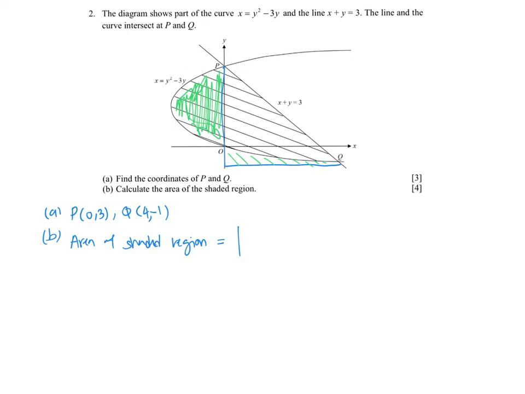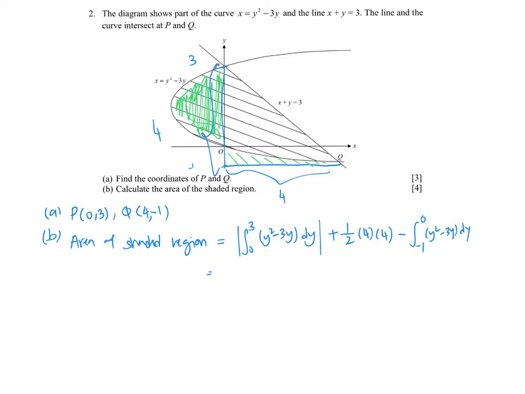Therefore, I will need to apply the modulus sign. Yeah, so this is the integral from 0 to 3 of y squared minus 3y dy, plus the area of the big triangle. Okay, this is given to be 4, and this is also 4 because the y coordinate of P is 3. Alright, the y coordinate of Q is -1. Yeah, so this is half times 4 times 4, minus away the area as mentioned earlier.